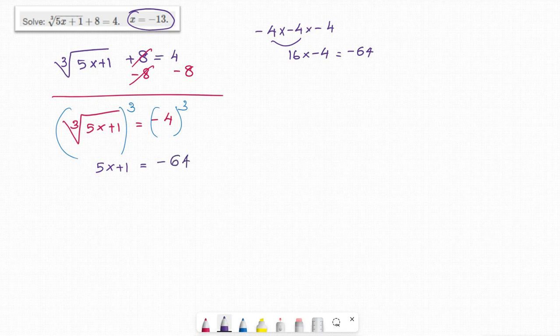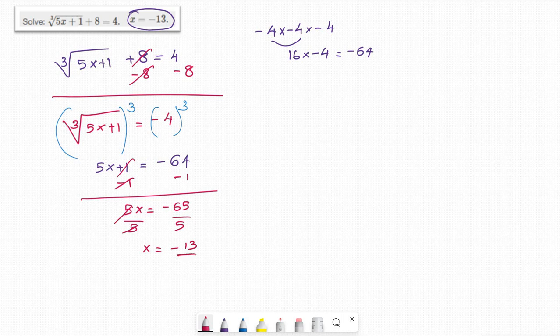Now we can solve that. We want to subtract 1 from both sides, right? So that takes away that 1, and 5x is equal to negative 65. Divide both sides by 5. 5 cancels out. So x is equal to negative 13. So that's the answer. Got it? Yeah.